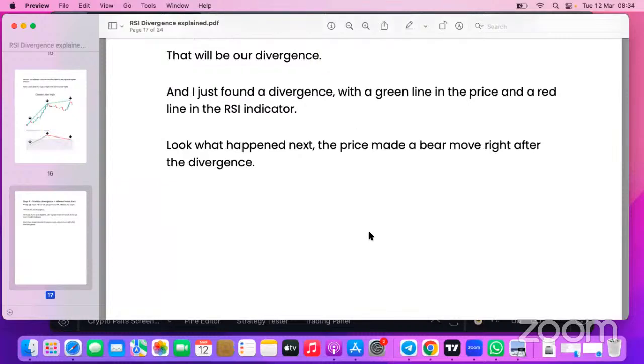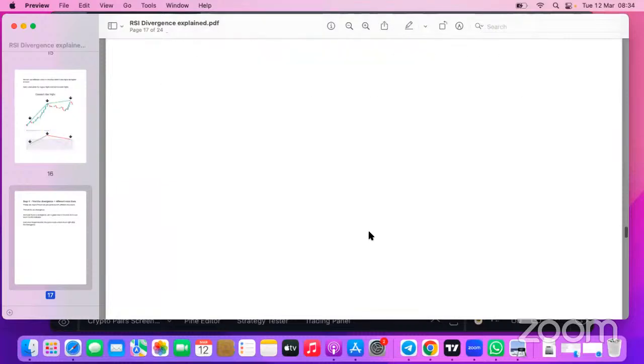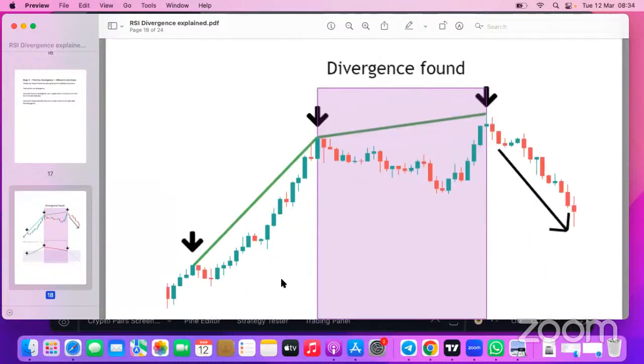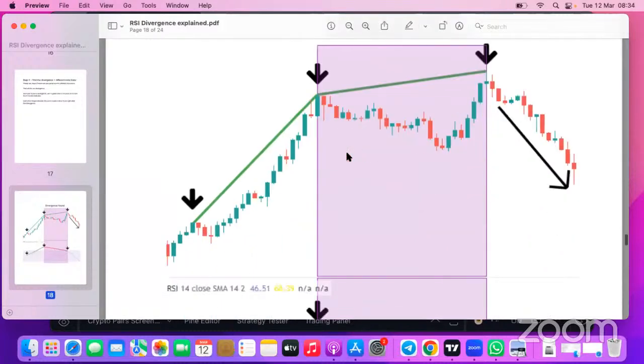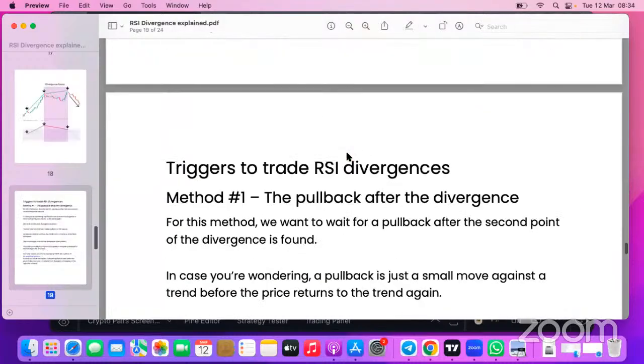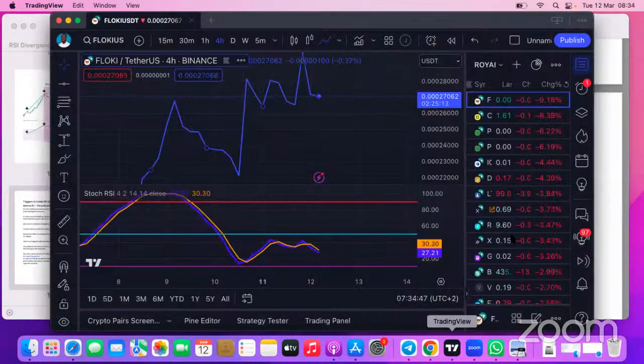Look at what happened. The price made a bearish move after the divergence. And if we go down here, do you see, guys? So this is the divergence on the RSI. And we see now the market made a down movement. Okay? Now let's go to our market and look for a divergence.